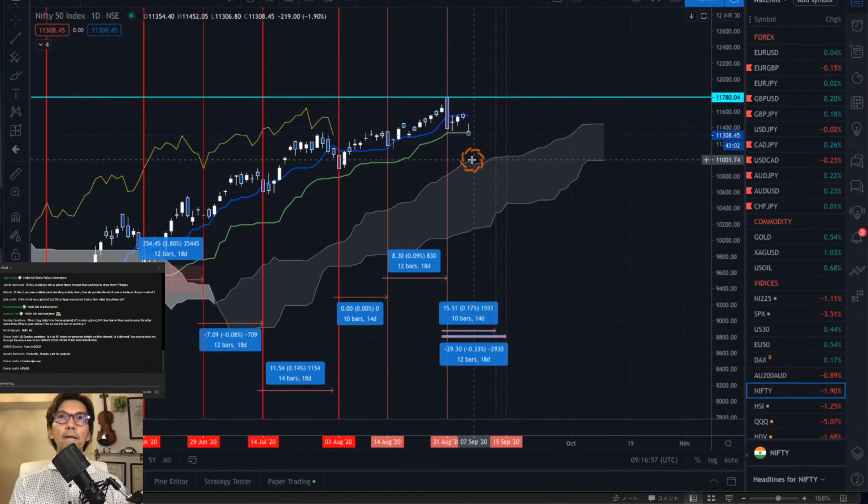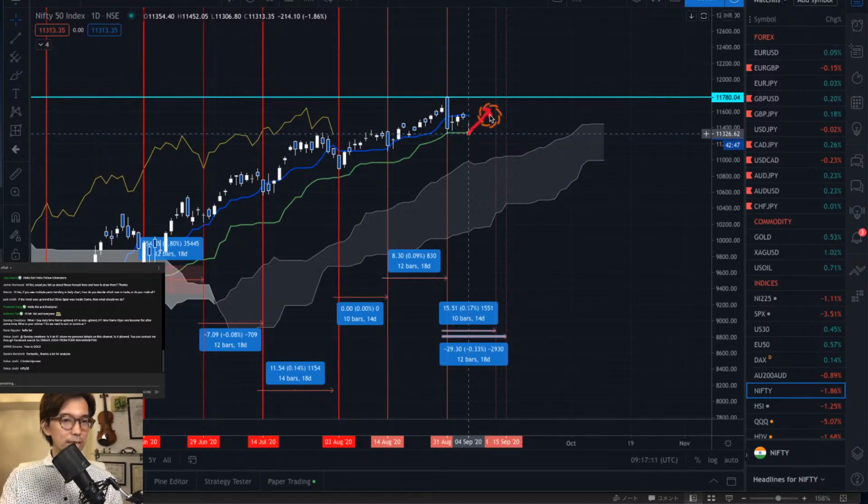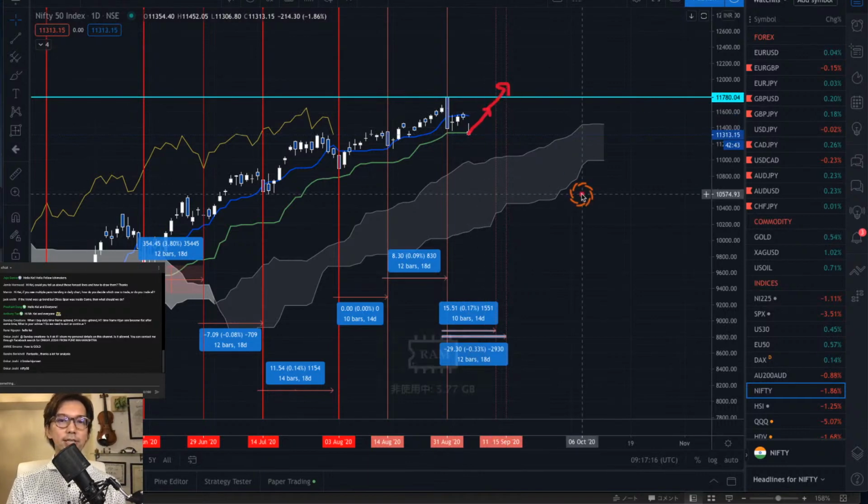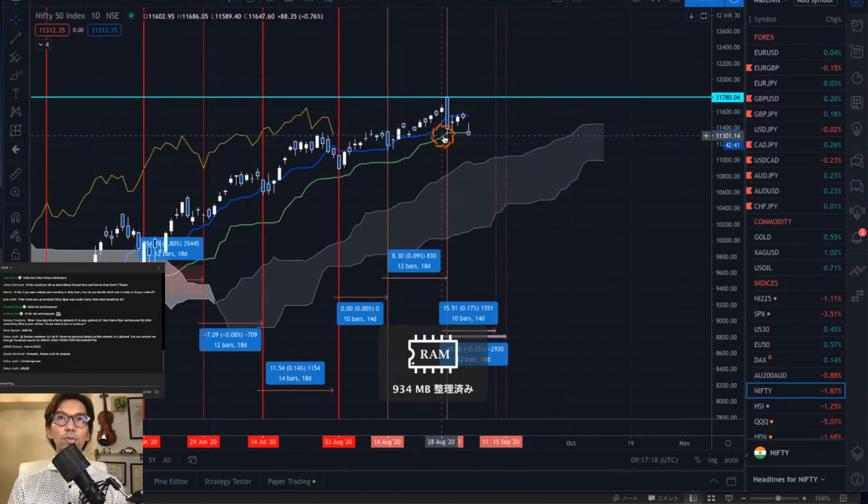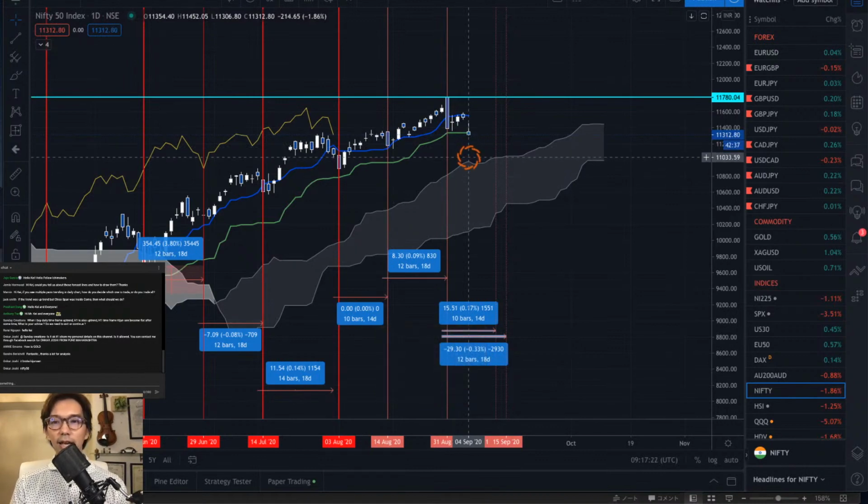But there's a gap in between. If it doesn't fill the gap next week, I don't think it's going to fill today. But if the gap is filled tomorrow or sometime next week, then we can expect the price to still go up this way. So let's just wait for the candle close today and see what's going to happen.